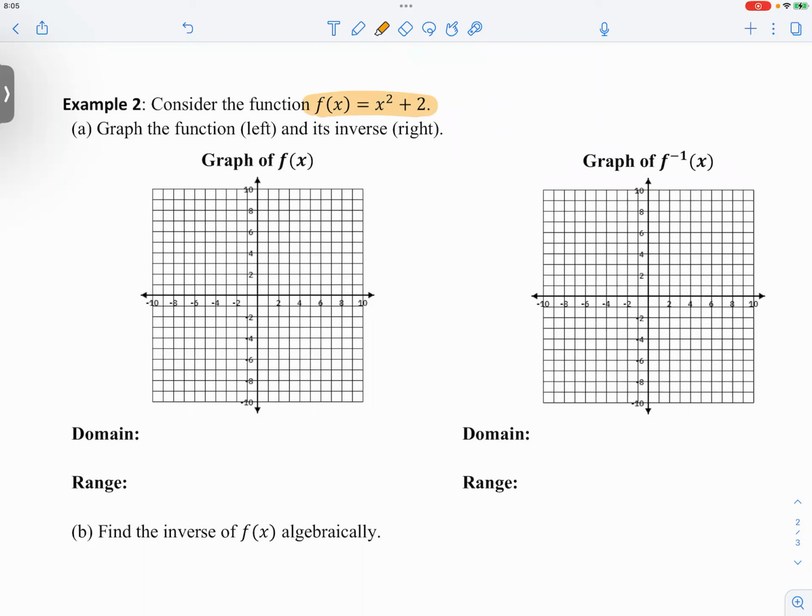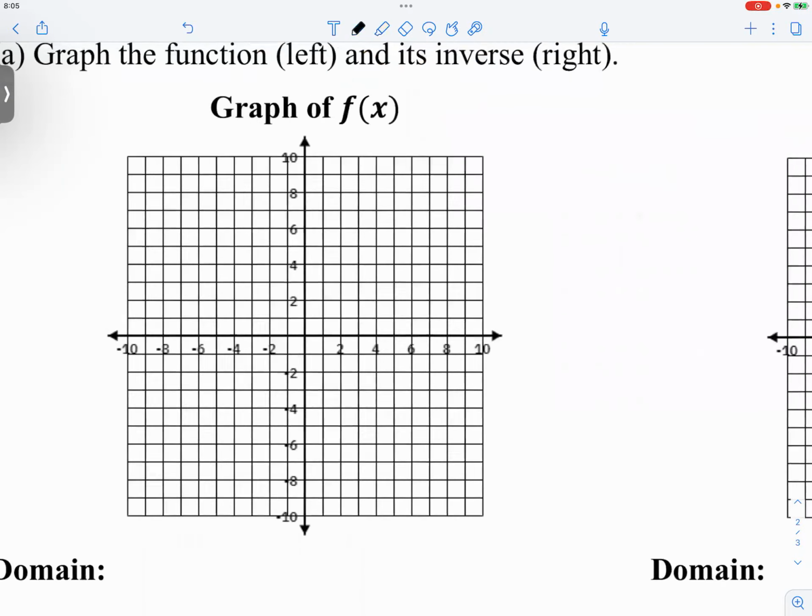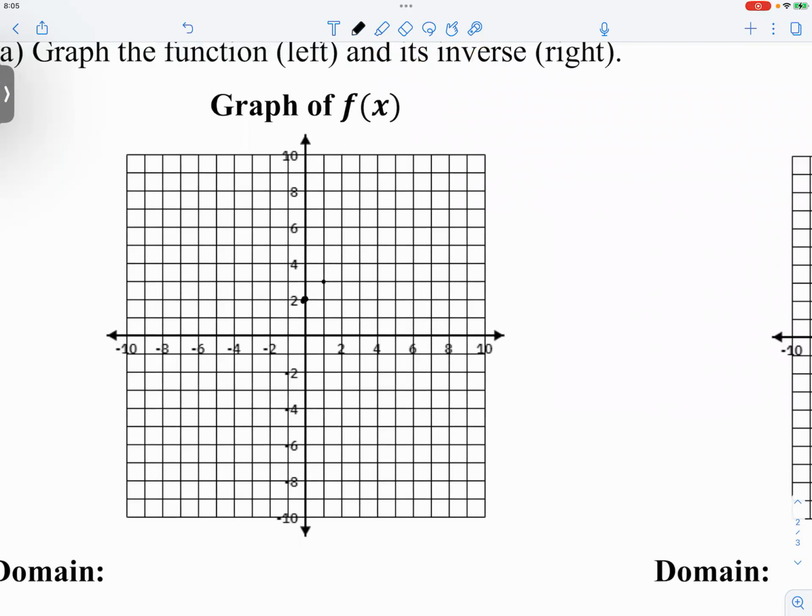Shifting. Shifting up 2 units. Okay, shifting up 2 units. So therefore, the whole parabola will look something like this, and we will still use the 1, 3, and 5 to aid our graphing so that we can make a parabola very easily.